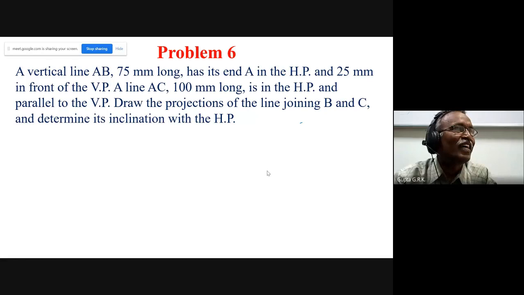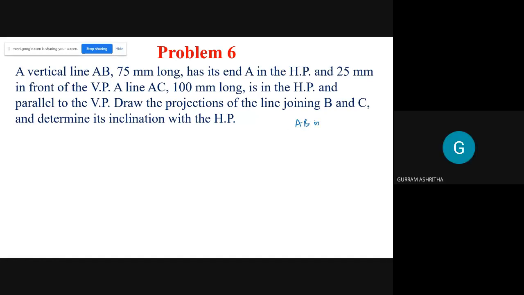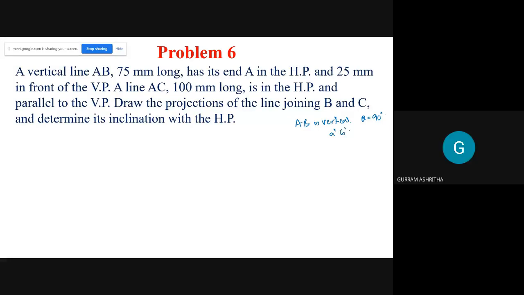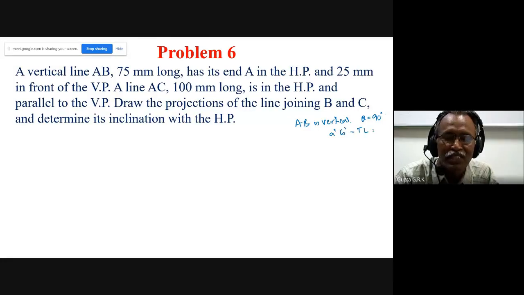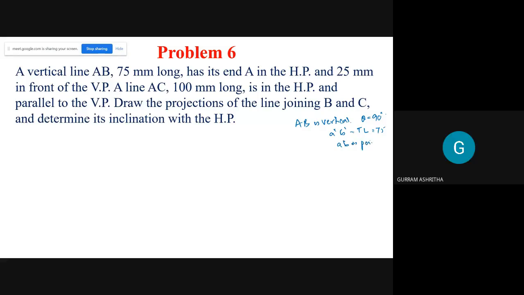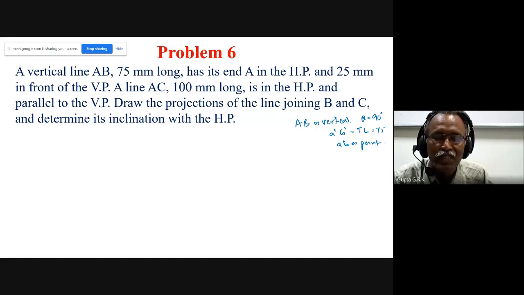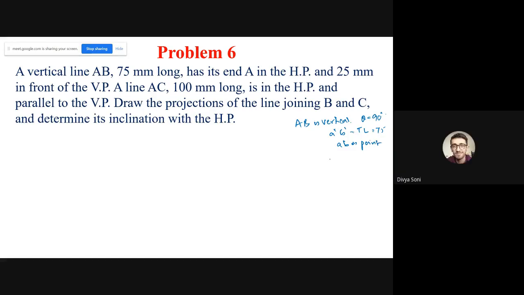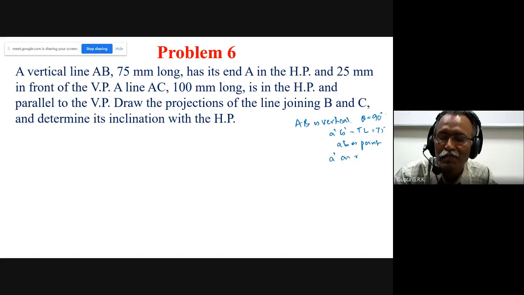A vertical line AB, 75 mm long. AB is vertical. Theta 90. So theta 90 means A dash B dash is the true length, which is equal to 75. AB is a point. And where will it be? It is given that it has its end A in the HP, means A dash is on XY, and 25 mm in front of VP.